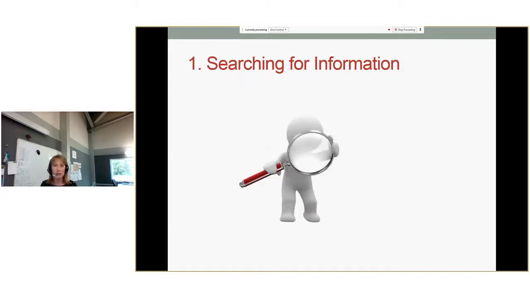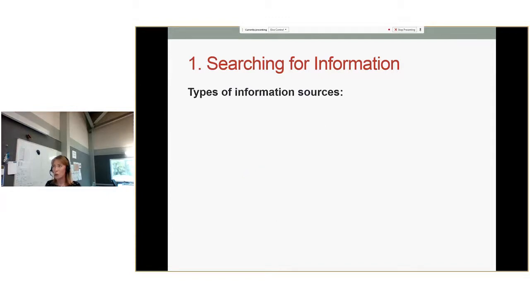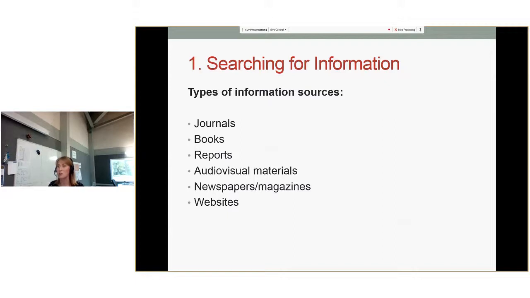So I'm going to start with searching for information. When you're looking to write an assignment, you may be provided with a reading list that already gives you an idea of what sources you should look at. But when it comes to doing your own research, there's obviously a lot of different information out there. There are journal articles, there are books and ebooks, there might be technical reports or government reports, audiovisual materials, newspapers, magazines, and obviously lots and lots of websites. So it can be a little bit challenging thinking, if you're looking for references and looking for information, what sort of sources are you supposed to be using?